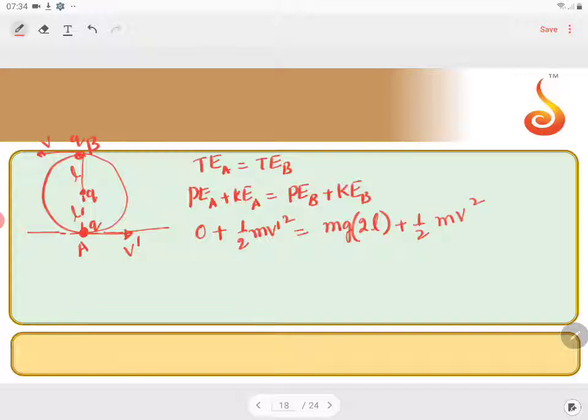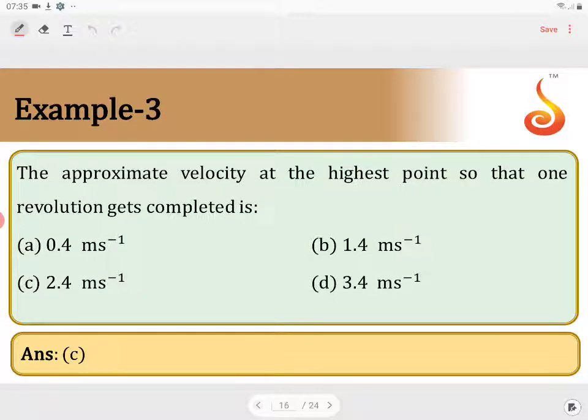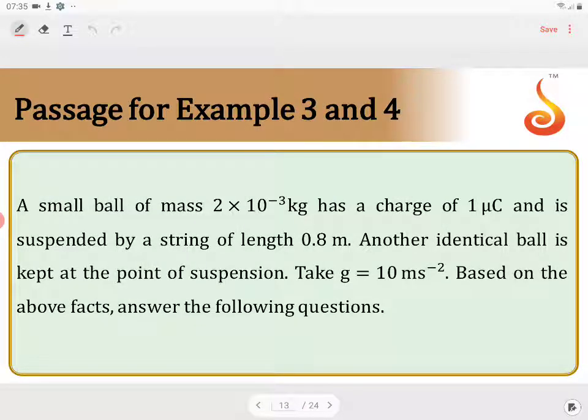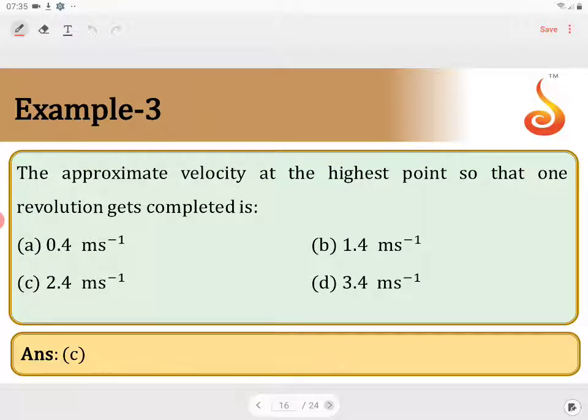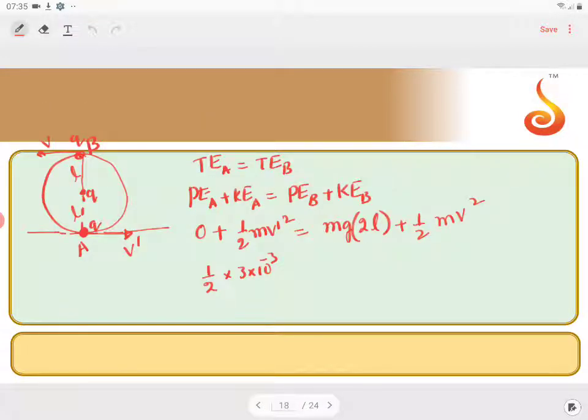We substitute all this. The mass of the object, as given in the question, is 2 into 10 to the power of minus 3 kg. So half into 2 into 10 to the power of minus 3 kg into V dash square, where the V dash value we have to calculate, equals 2 into 10 to the power of minus 3 mass, and g value is 10.